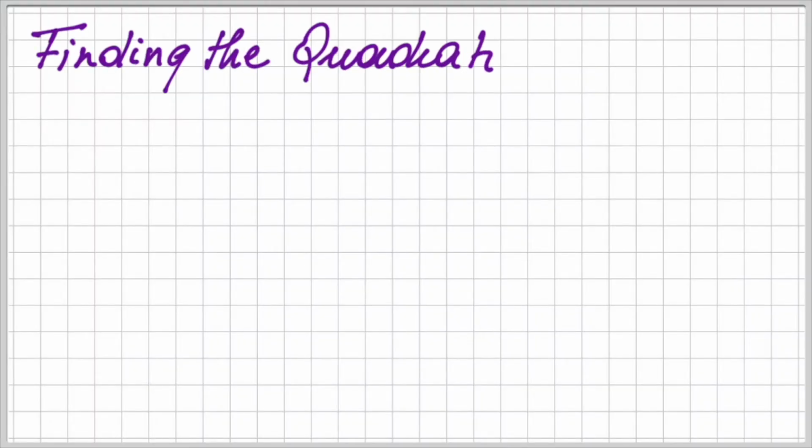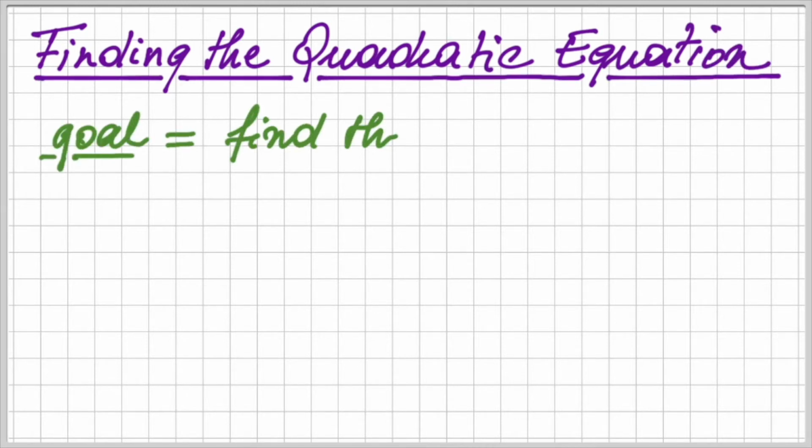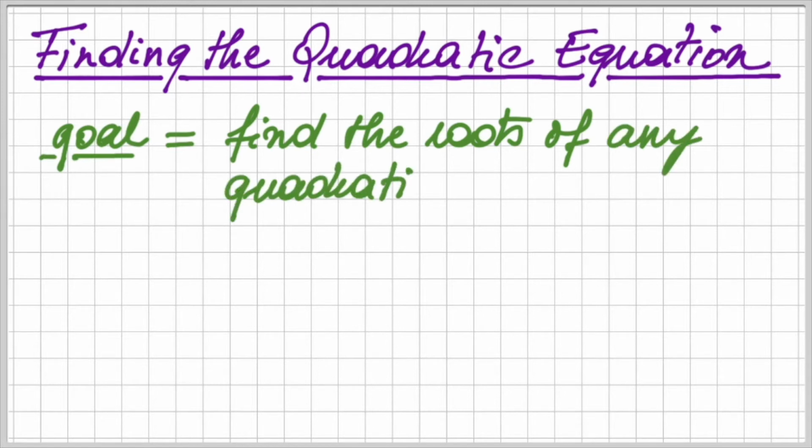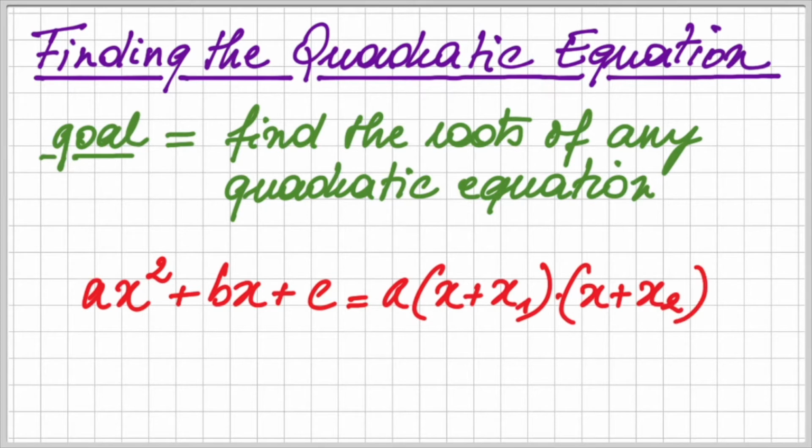When we are talking about finding the quadratic formula, the goal that we want to reach is to find the roots of any quadratic equation using a simple formula. Now, when we look at the quadratic equation in general, we have it as an equation of the form ax squared plus bx plus c.